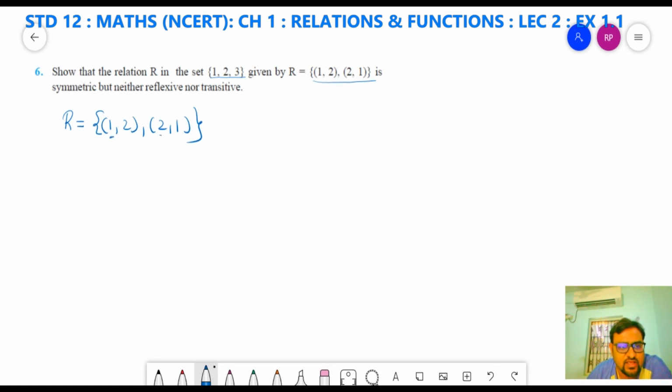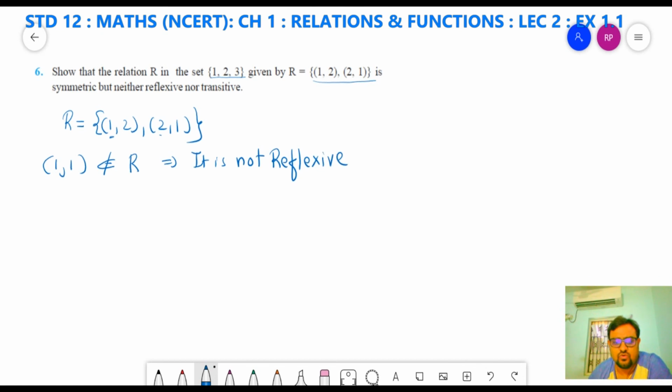Now see, is (1, 1) belonging to the relation? Here you can clearly see that (1, 1) does not belong to R, but 1 belongs to the domain, right? So this means that the given relation is not reflexive.